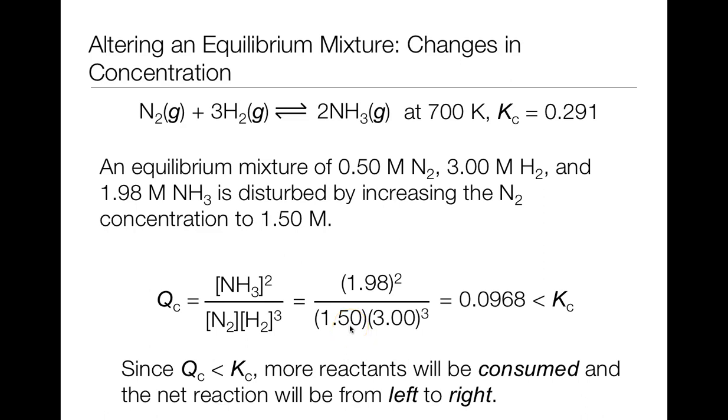Then we have our nitrogen, which we said we increased to a concentration of 1.5. Well, there's our 1.5. You plug that into Qc, we find out we have an answer of 0.0968. That is less than the Kc, that's a literature value for Kc. So we read down here, since Qc is less than Kc, more reactants will be consumed. So it means it's pushing from this side of the reaction to this side, and the net reaction will move from left to right.